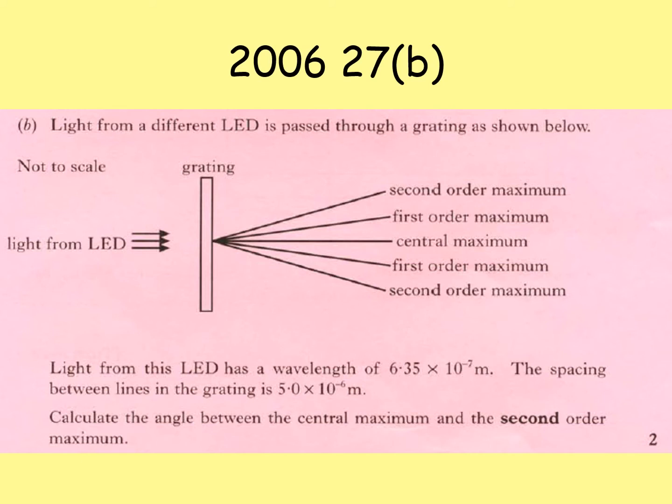2006 paper, question 27b. Light from a different LED is passed through a grating as shown below. We can see the light is going through the grating and producing several maxima. Light from this LED has a wavelength of 6.35 times 10 to the negative 7 meters. The spacing between the lines in the grating is 5 times 10 to the negative 6 meters. Calculate the angle between the central maximum and the second order maximum.